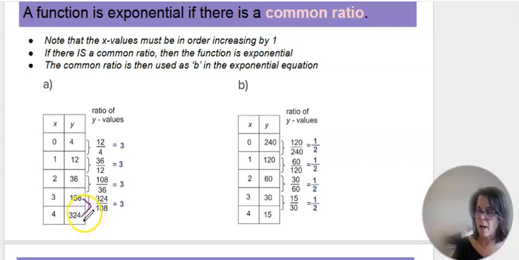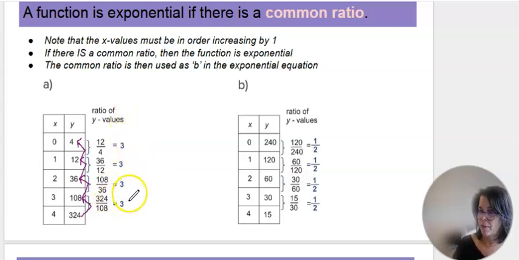We always start at the bottom or the end of the table and do 324 minus 108, or sorry, 324 divided by 108, and then 108 divided by 36, and 36 divided by 12, 12 divided by 4. We use a fraction bar for division. It just helps us write it short.